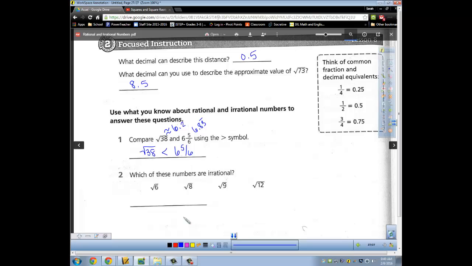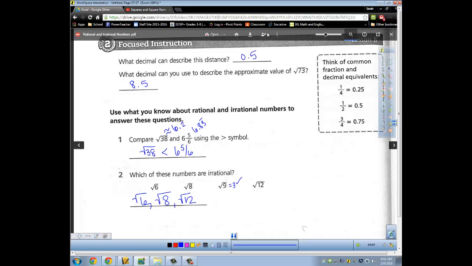Number 2, which of these numbers are irrational? So square root of 6, there's no whole number times itself that gives me 6, so that's irrational. Square root of 8, no whole number times itself that gives me 8, so that works. So don't accidentally divide it by 2 and get 4. 4 times 4 is 16. Square root of 9, well, that's 3, so that was a whole number. Square root of 12, no number times itself is going to give me 12, so that's irrational.